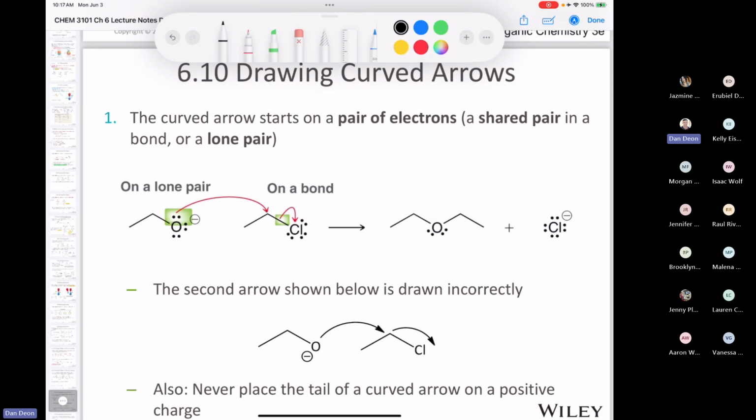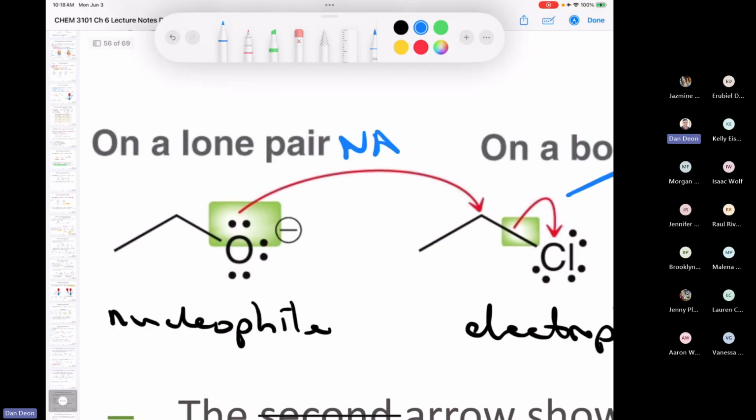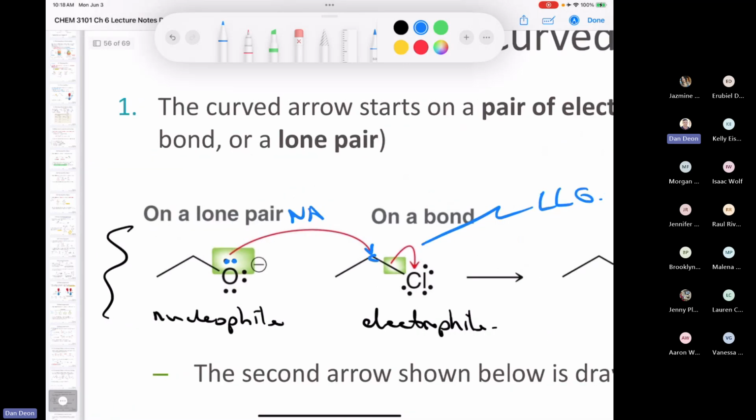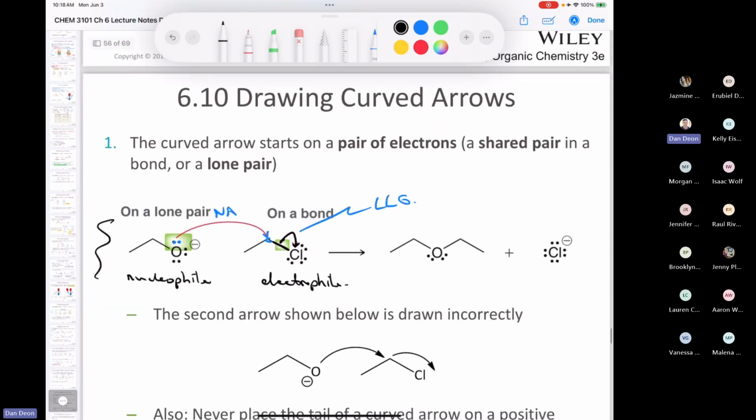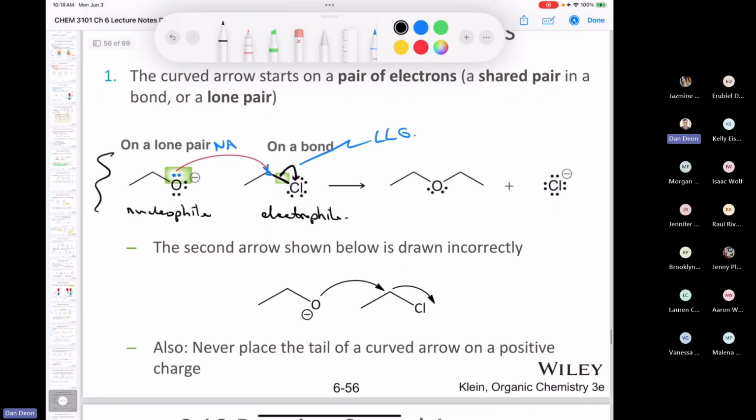If you take a look at the curved arrows that are drawn here, we see we have our nucleophile, and here we have an electrophile. This first curved arrow is a nucleophilic attack. This one is a loss of the leaving group. You see that the tail of this arrow starts on a pair of electrons on the oxygen. The head of the arrow ends up on an atom in the ethyl chloride. The tail of the second arrow starts on a pair of electrons in this bond, and then the head of the arrow ends up on an atom. So we have our nucleophilic attack and our loss of leaving group happening simultaneously.